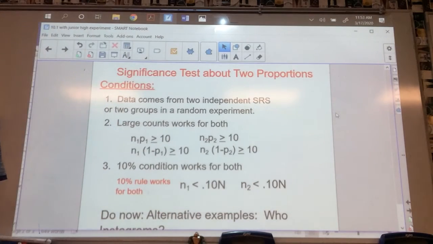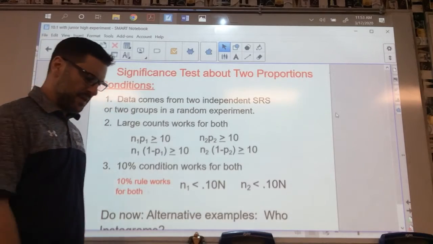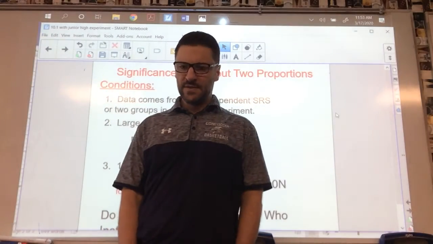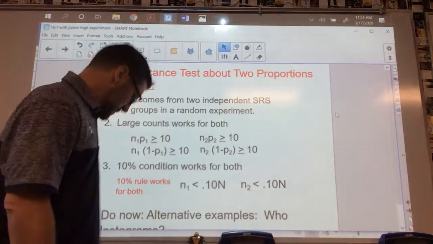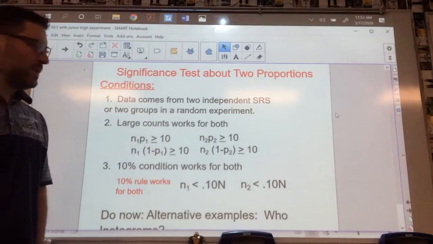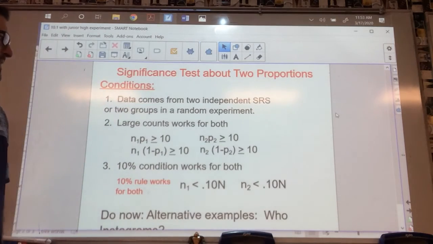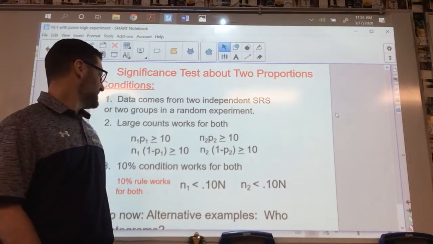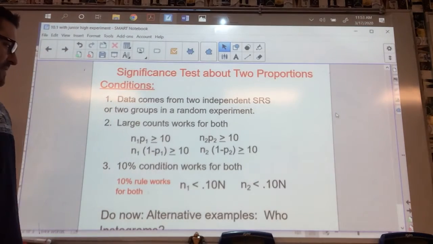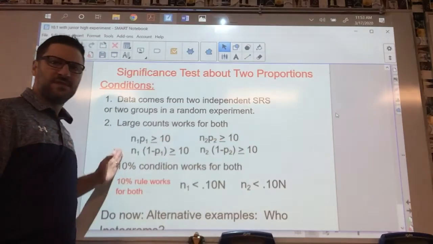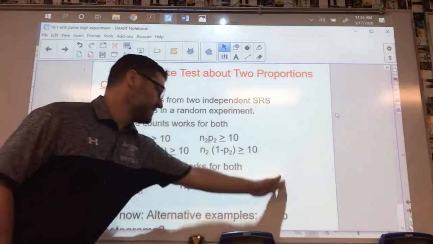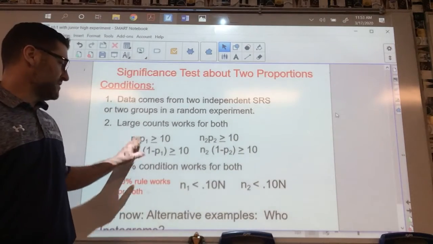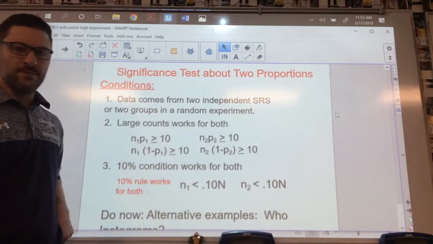Okay, significance test about two proportions. The first thing that we need to talk about is, of course, the conditions. And as you can see, the conditions look very similar to what we've seen in the past. The data comes from two independent SRSs, or two groups in a random experiment. This we've seen before.